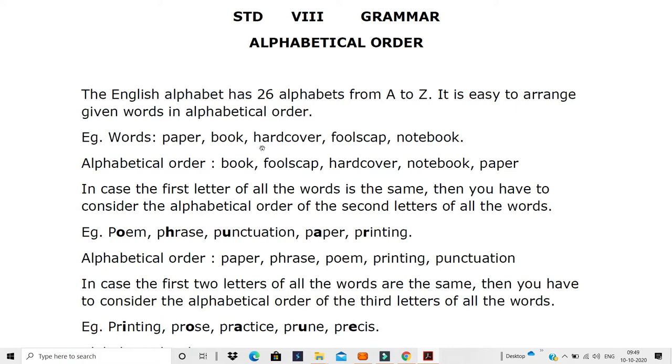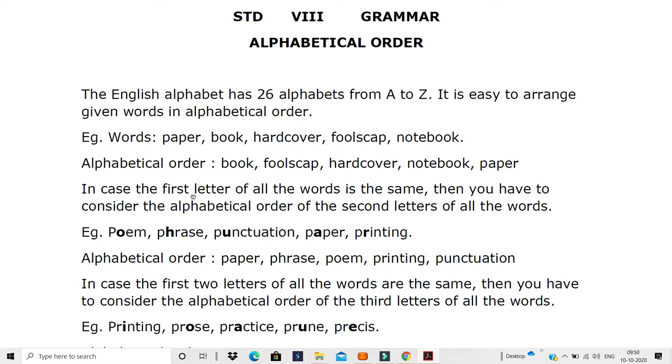Okay. So same way, A, B, C, D, E, F, A. So you're starting with A, second alphabet. So you'll write this full word, paper, because now you're not looking at the first alphabet. Paper first. A, B, C, D, E, F, G, H, here H. So you'll write this word. I, J, K, L, M, N, O. So you'll write this word. P, Q, R. You'll write this word. S, T, U. So you'll write this word. Okay. So that's the way you'll write.